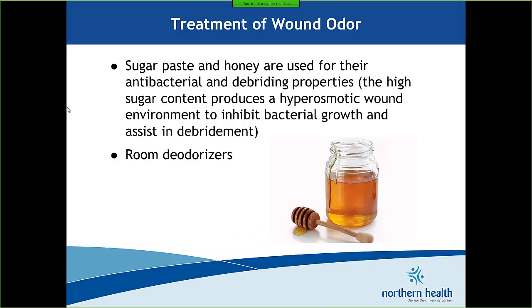So sugar paste and honey can be used for their antibacterial and debriding properties. The high sugar content produces a hyperosmotic wound environment to inhibit bacterial growth and assist in debridement. And so we also can use room deodorizers, ventilation fans. People have used a tray of kitty litter in the past, kind of tucked under the bed, to help grab some of those odors out of the air.